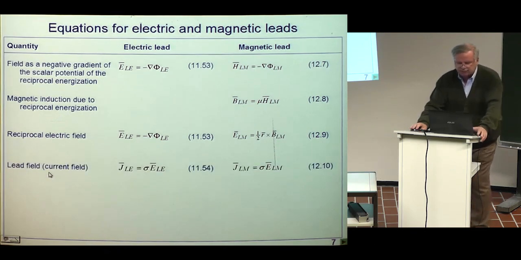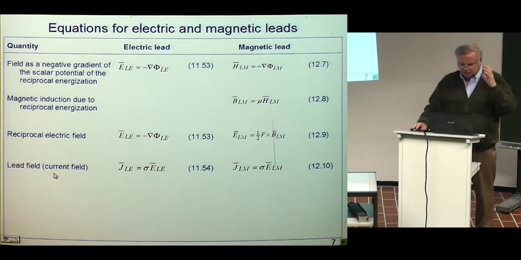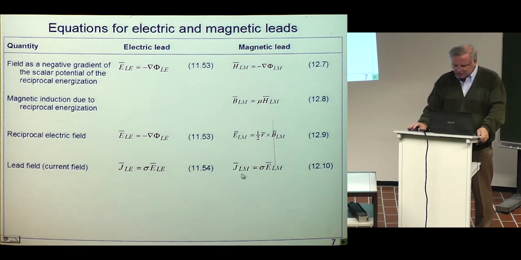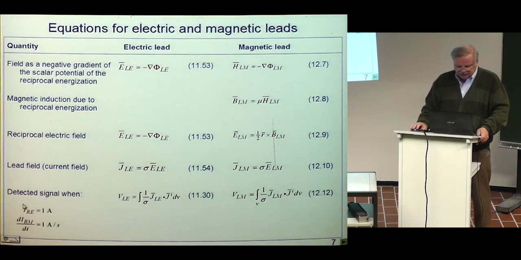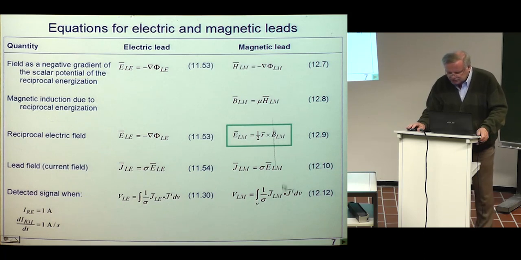The lead field, which is a current field, is sigma times electric field in the electric case, and sigma times electric field in the magnetic case. And the detected signal, when the reciprocal current is 1 ampere, or in the magnetic case 1 ampere per second, unit current, is obtained with the integral of lead field dot source field. Just the same. So the trick in biomagnetism is this equation: reciprocal electric field is R cross reciprocal magnetic field. The cross here is the trick.